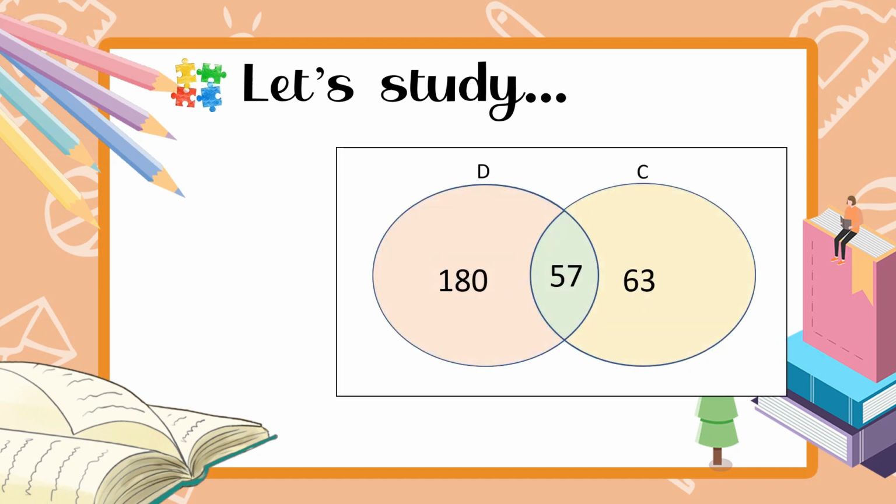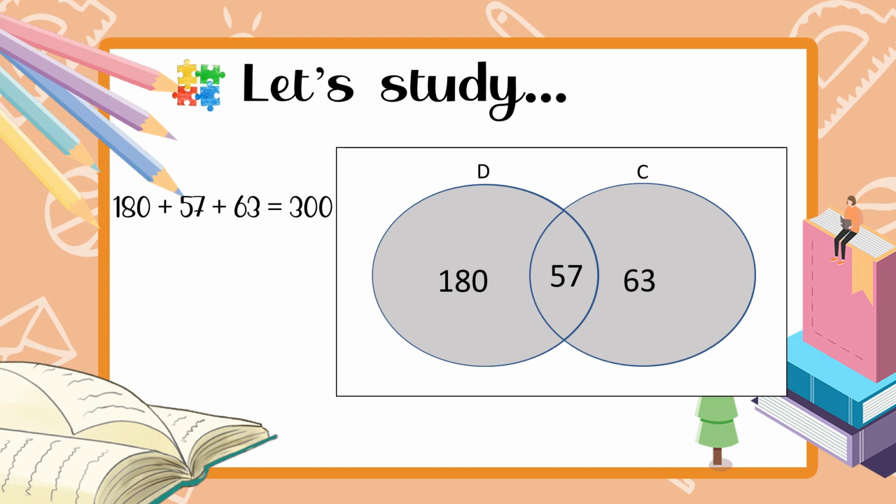So, nakompleto na natin ang ating Venn diagram. Ilan ang total ng lahat ng na-survey? So, para malaman natin yung total, we just have to add everything on this Venn diagram. So, we have 180, 57, and 63. Add them. We will have 300.